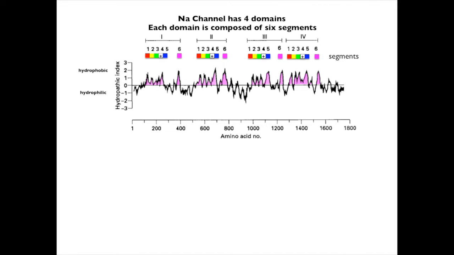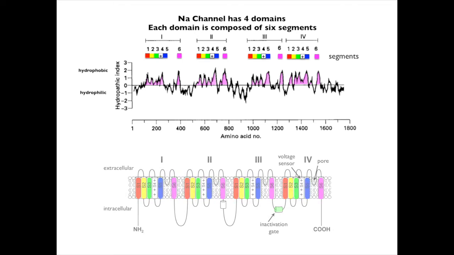The linear arrangement of the segments in each of the 4 domains, as they occur in the membrane, is shown in the lower part of the slide. If you look at one domain, say domain 1, you can see the 6 segments, each labeled by an S with a number from 1 to 6.